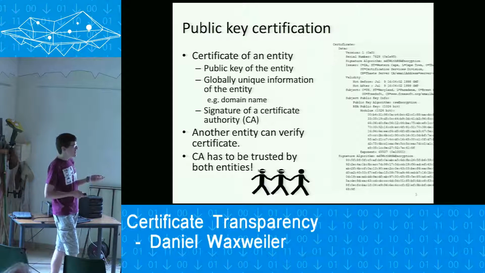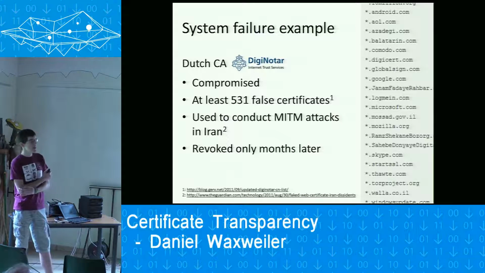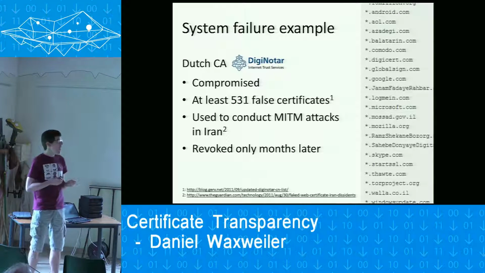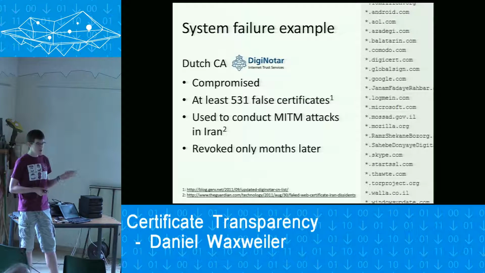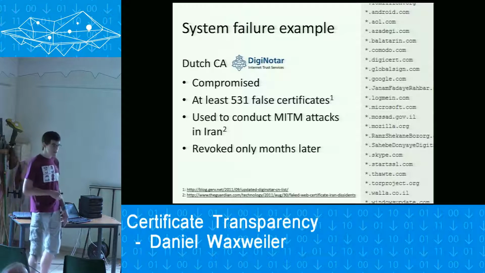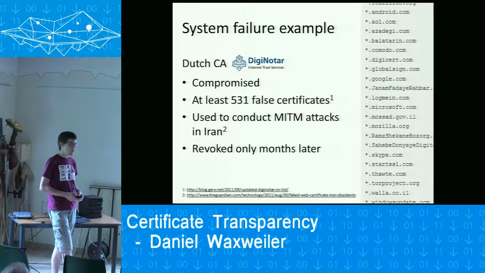Unfortunately, this system has some flaws. As you can see in the following example, in 2011 the Dutch certificate authority DigiNotar was compromised. Hackers got into their system and they created at least 531 false certificates for a lot of popular domains. You can see here on the right side Google domains. We have also Tor down here, and these certificates were then used to conduct man-in-the-middle attacks in Iran.